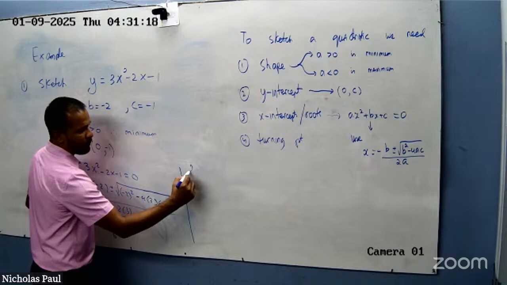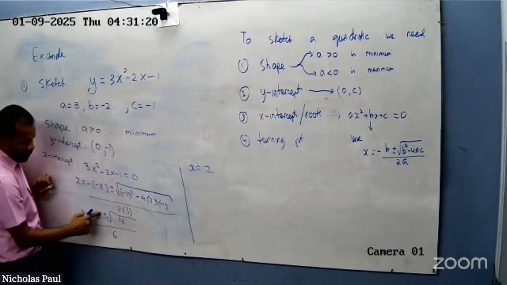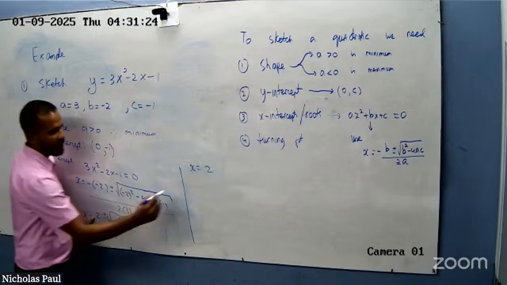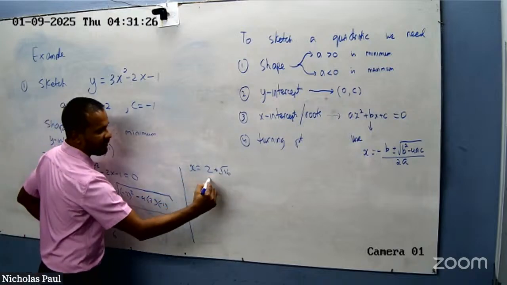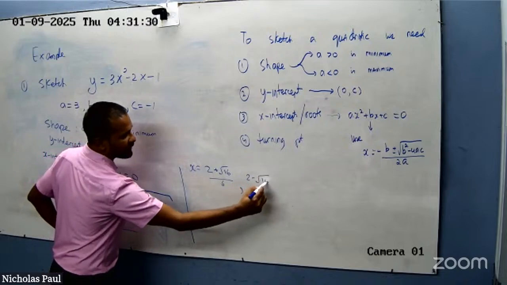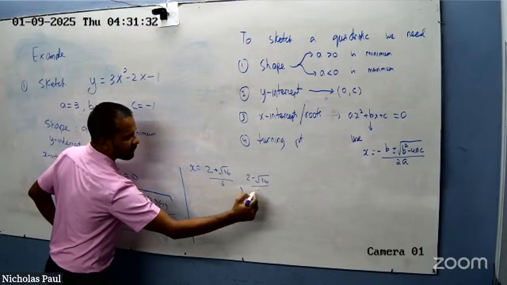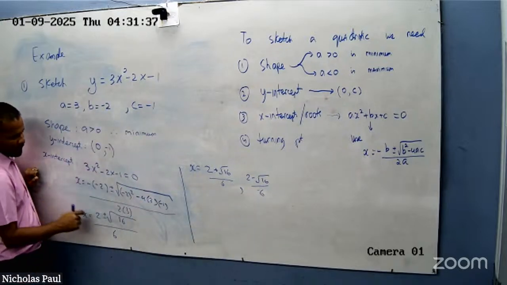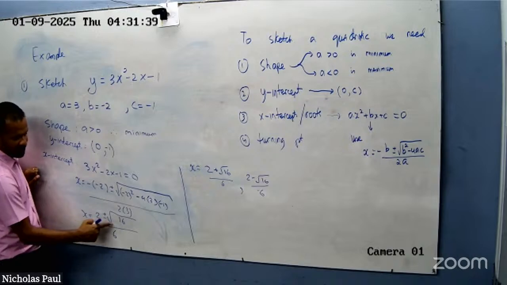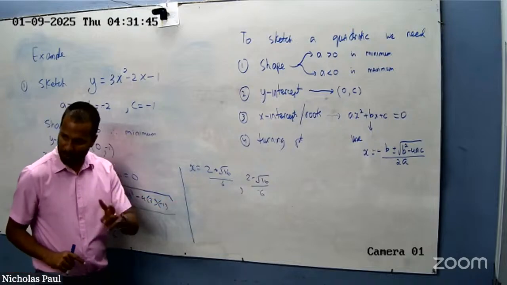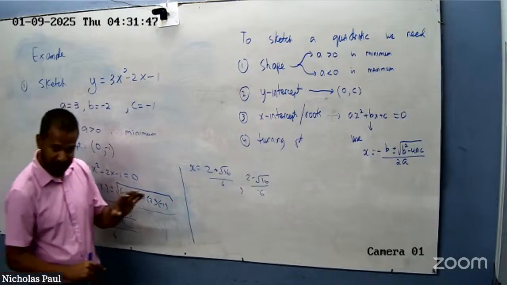So x is equal to 2 plus and minus root 16 over 6. Plus and minus means you're doing it twice: 2 plus root 16 over 6, and then 2 minus root 16 over 6. We're doing 2 plus this and 2 minus this. That's okay? So we should end up most of the time with 2 answers. Not all the time, most of the times.